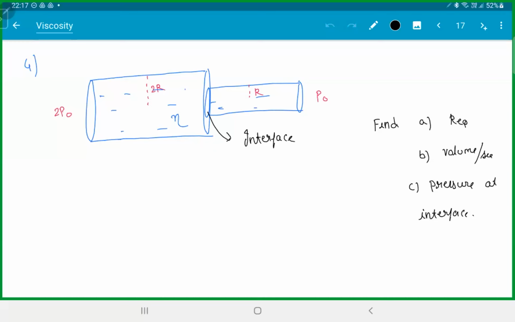Looks right. So the first thing, this is a resistor R1. What is the formula? 8 eta length L by pi into 2r whole to the power of 4. I forgot to mention, the lengths are the same, okay?